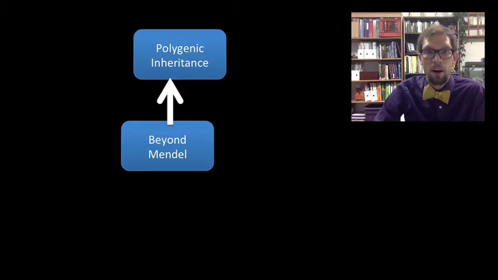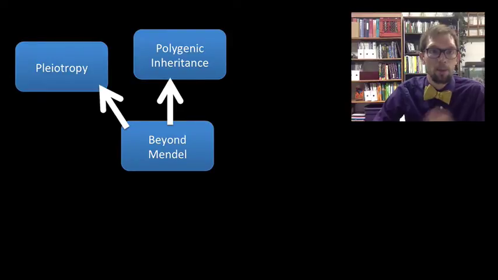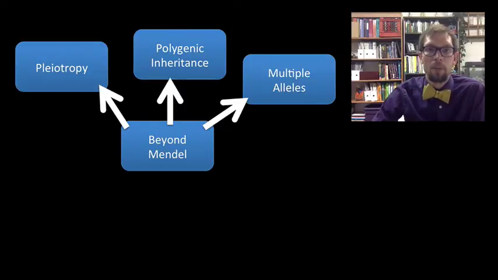All right, looking at a few concepts beyond Mendel, we're going to start with polygenic inheritance, where one gene or multiple genes can affect one trait. Then we're going to look at pleiotropy, where one gene can affect multiple traits. Then we're going to look at the case where you have more possible alleles than you actually have room for on your chromosomes.